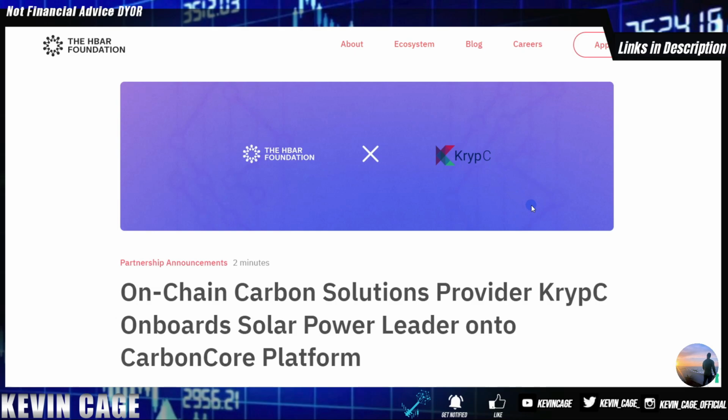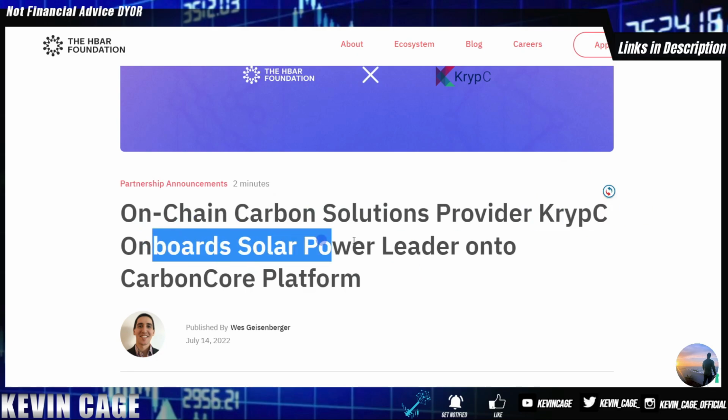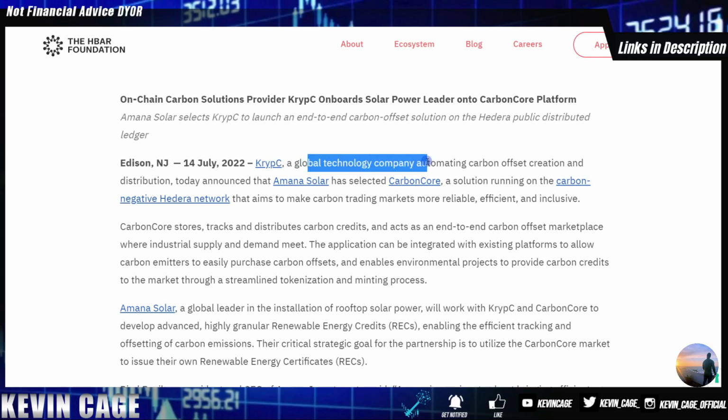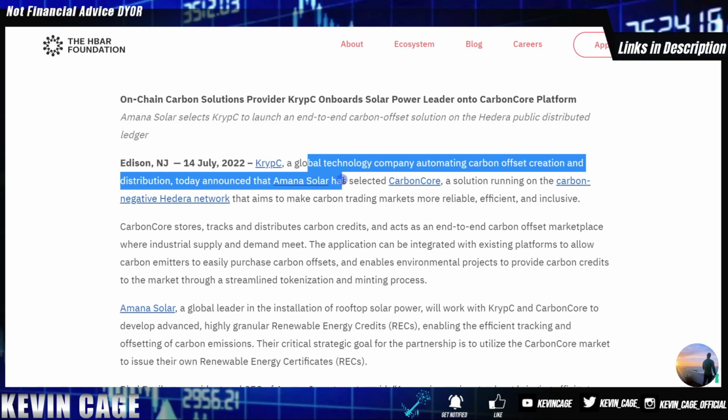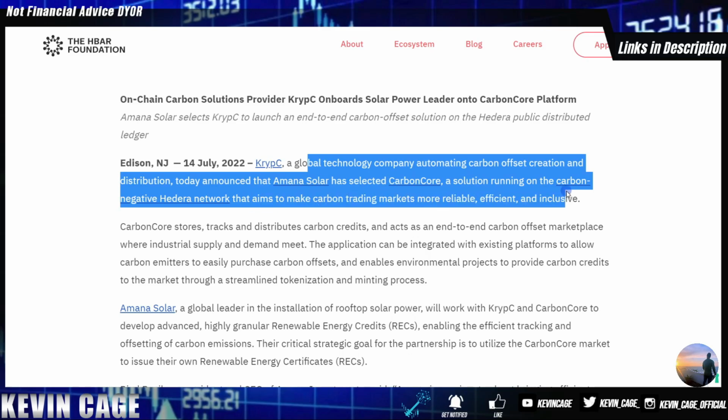And on HBARFoundation.org, we have the HBAR Foundation partnering with CryptC, on-chain carbon solutions provider, to onboard solar power leader onto the Carbon Core platform. So CryptC, this global tech company automating carbon offset creation and distribution, announced that Amana Solar has selected Carbon Core, a solution running on the carbon negative Hedera network, awesome, that aims to make carbon trading markets more reliable, efficient, and inclusive.